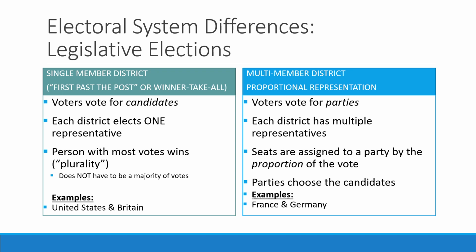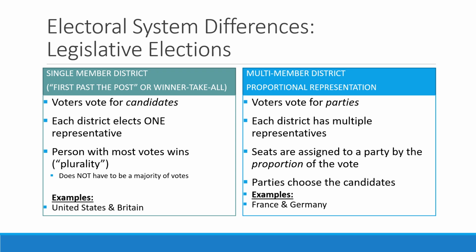Notice that even though the United States and Britain have different types of systems for dividing power, a presidential system in the US and a parliamentary system in Britain, they both have the same type of electoral system. The other type of electoral system is called a multi-member district proportional representation system.